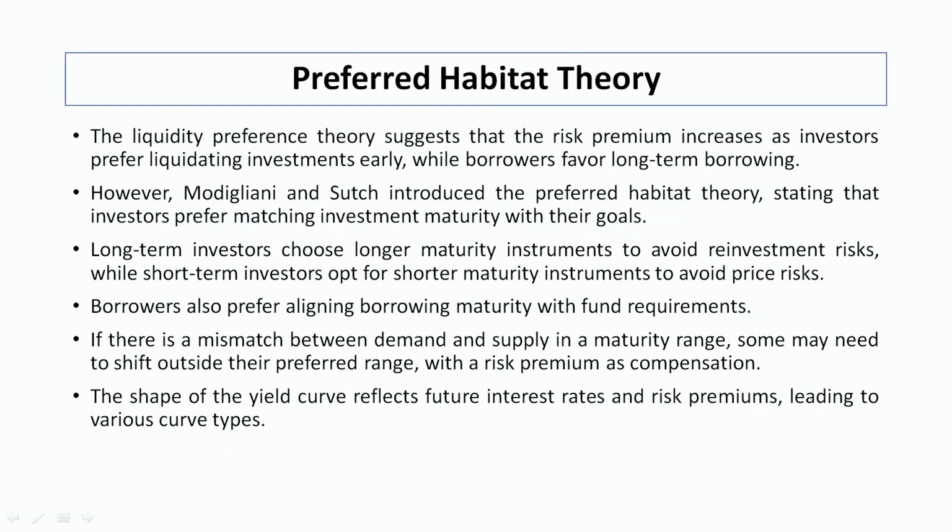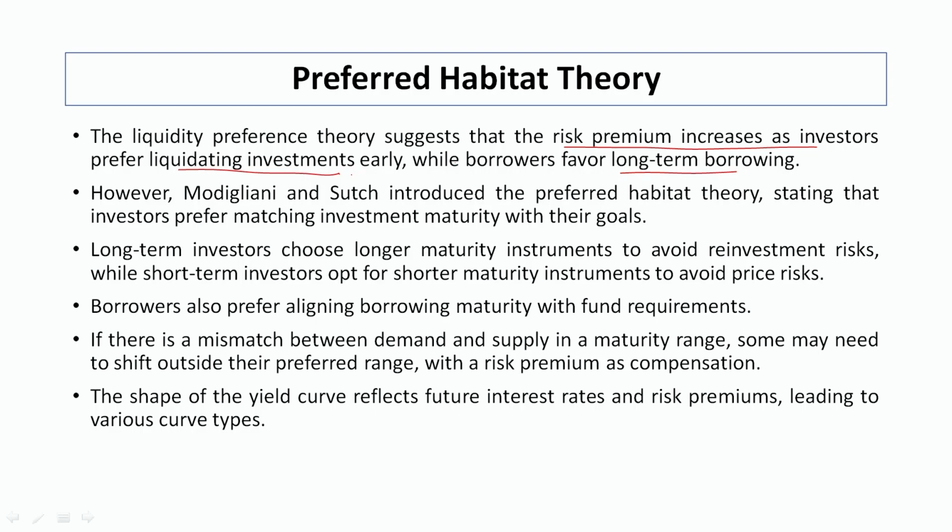Next comes the preferred habitat theory. This particular theory suggests that risk premium increases as investors prefer liquidity investment early. Since the previous theory, the liquidity preference theory, suggests that we should add an amount of liquidity in the rate of interest. Here they said that borrowers favor long term borrowing, in the sense that liquidity preference theory suggests that risk premium increases as investors prefer liquidating investments early.